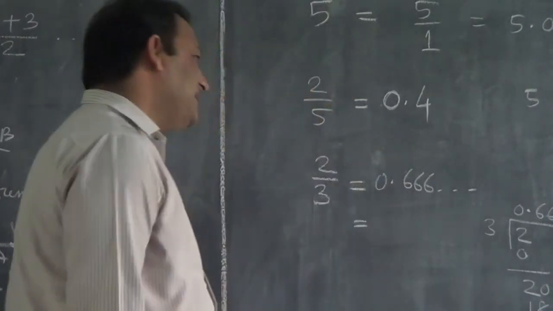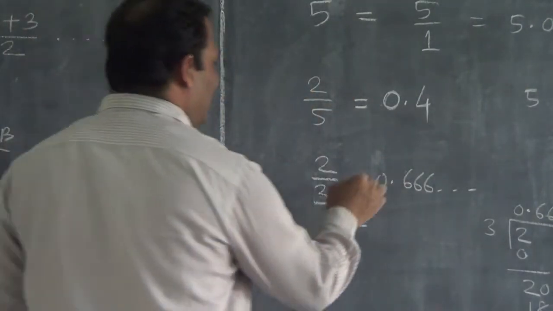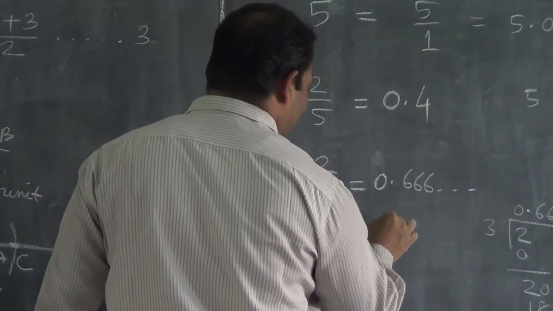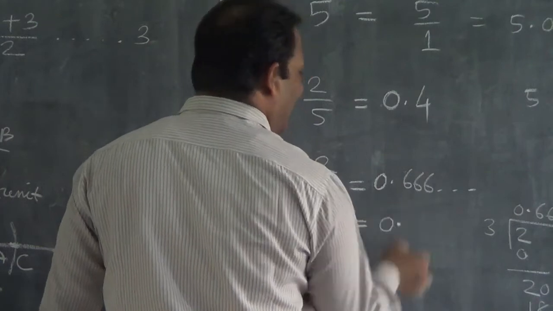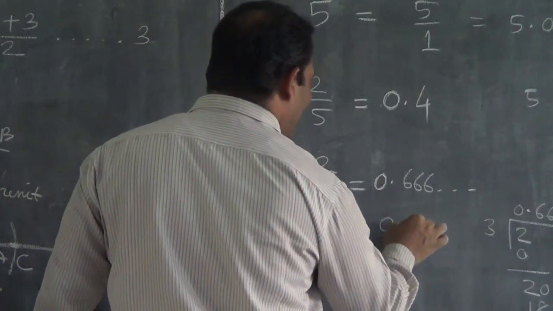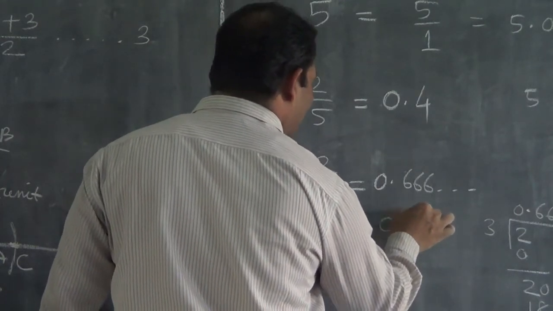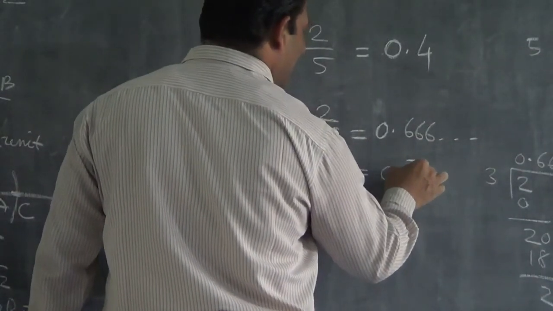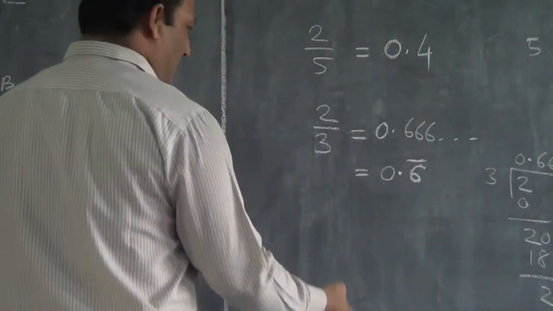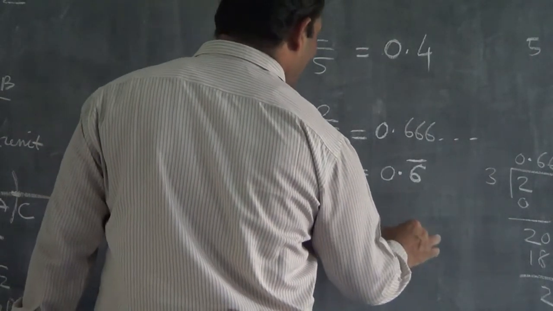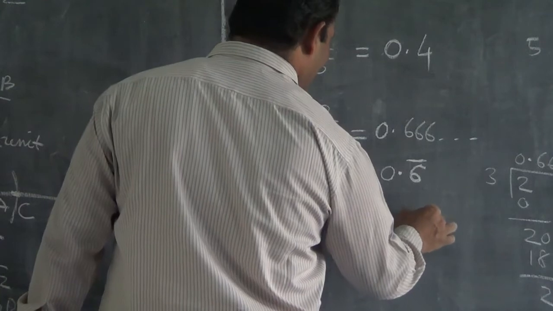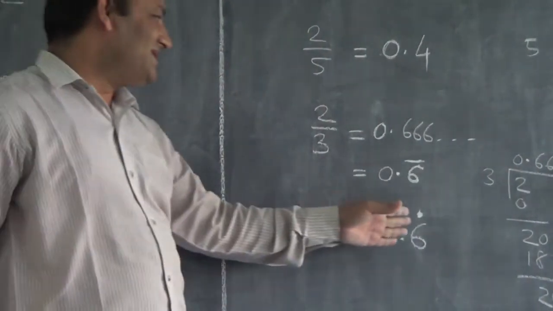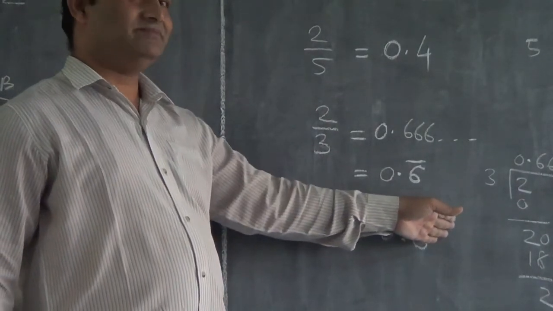And instead of writing that, we write this kind of decimal by using a bar over the recurring digits, or the repeating digits, we say. So 6 is coming again and again, so we put a bar over 6. Or in some books you can find 0.6 with a dot over it also, like that. That means this 6 will be coming again and again.